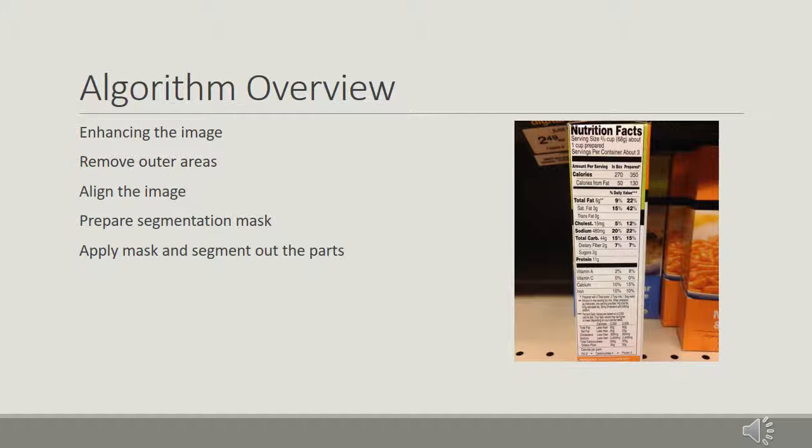So this algorithm is basically going to cover a few parts which I've divided it into. First is to enhance the image, so that irrespective of the image quality, we are able to go ahead with further processing. We're going to remove the outer areas, align the image irrespective of the misalignments it may have, and prepare a segmentation mask, which we're eventually going to apply onto the original image to segment out the parts, and those parts, desirably, are the nutrition facts in the table.